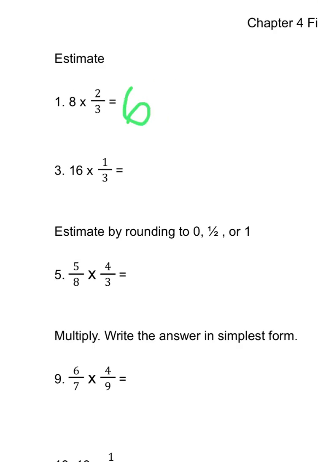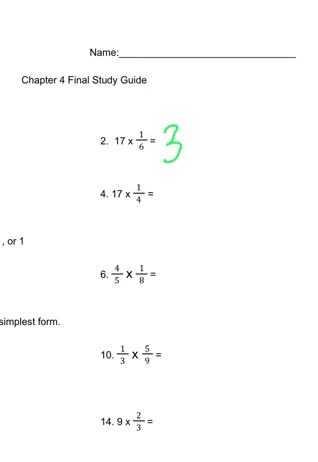And then same thing for number 3. Around how many times does 3 go into 16? I would say around 5, because that would give us 15. So 1/3 of 16 would be around 5. And 1/4 of 17 would be around 4.